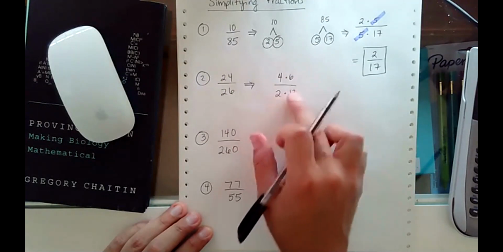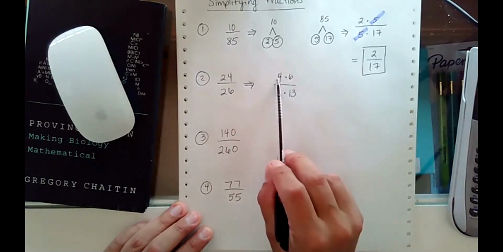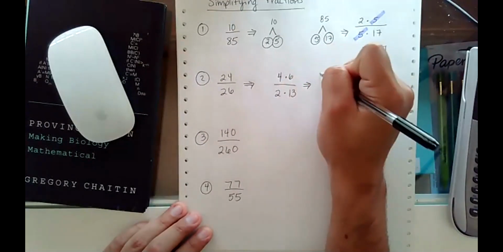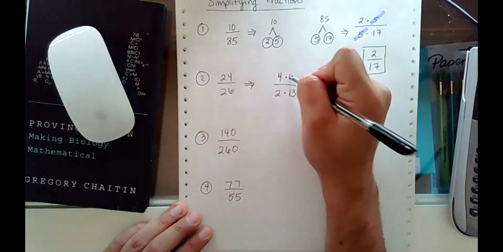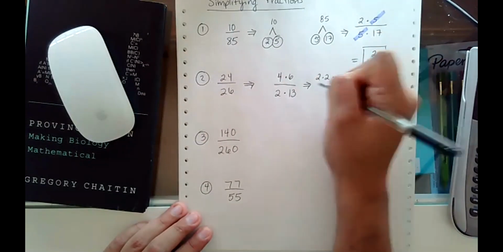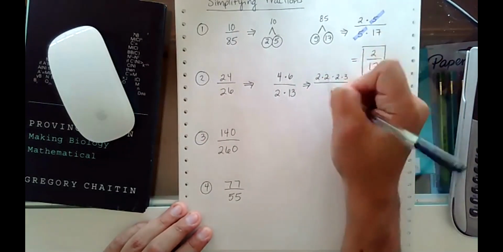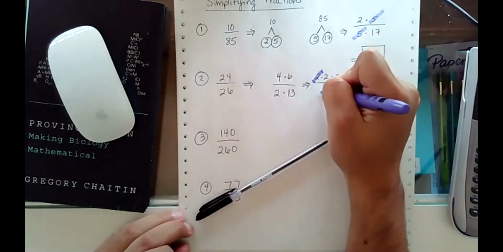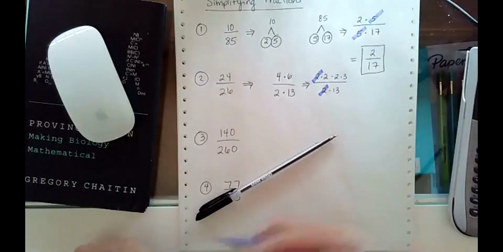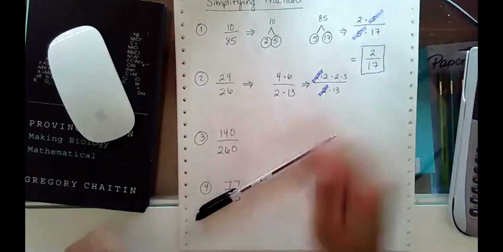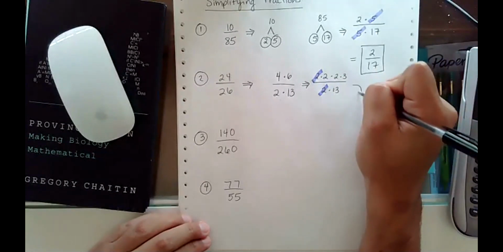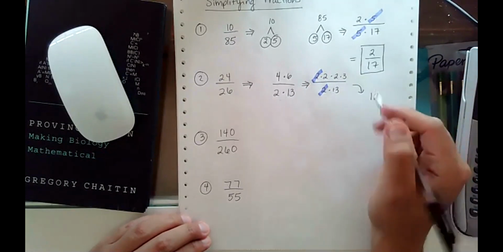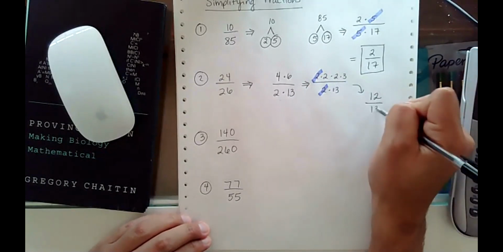And so far, it doesn't look like these factors match. So let me go ahead and break down one or both of these factors further. 4 is the same thing as 2 times 2, and then 6 is 2 times 3. And then 2 times 13 stays the same on the bottom. So it looks like all we can do is cancel out the 2's here. And then, sort of like an accordion, we just squeeze that all back together through multiplication. So 2 times 2 is 4, times 3 is 12, and then 13 on the bottom.